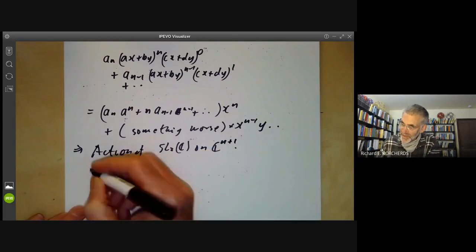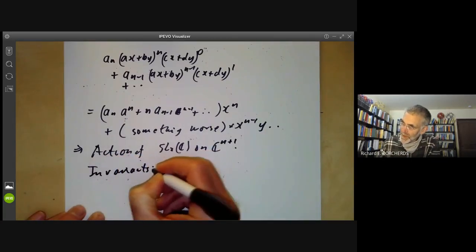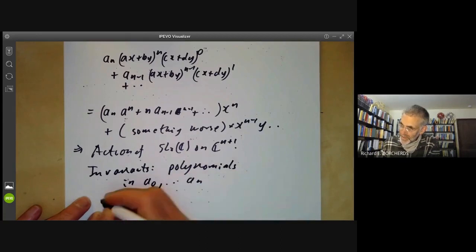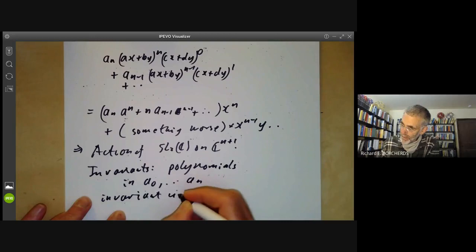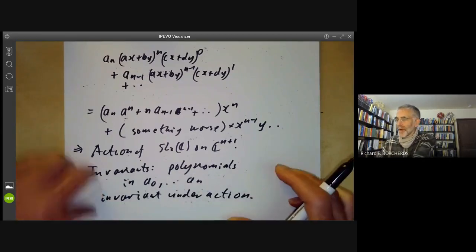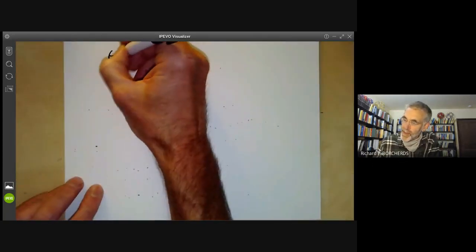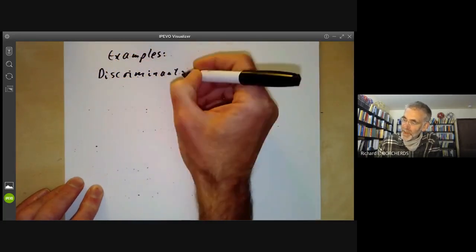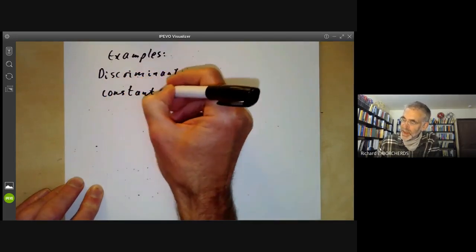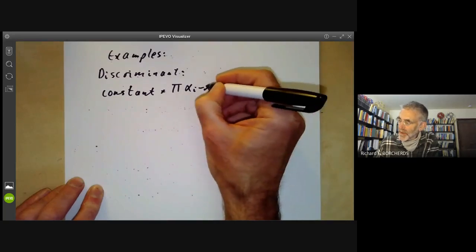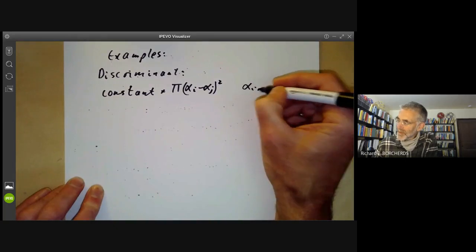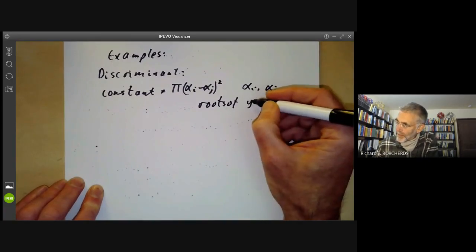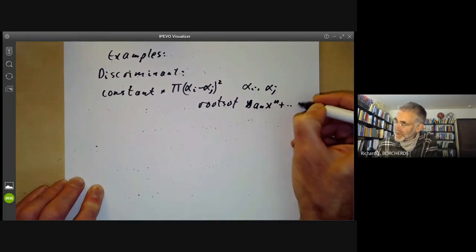And we want to know what the invariants of this are. Well, these are going to be polynomials in a_0 up to a_n, invariant under this action. So what do these invariants actually look like? Well, here are some examples. First of all, we can have the discriminant. The discriminant is, really, some constant times the product over (alpha_i minus alpha_j), and we probably want to square it, where alpha_i and alpha_j are the roots of a_n x^n plus and so on plus a_0 equals zero.